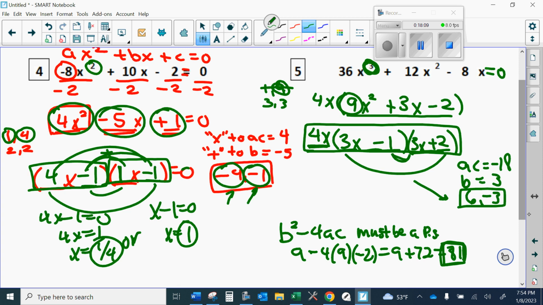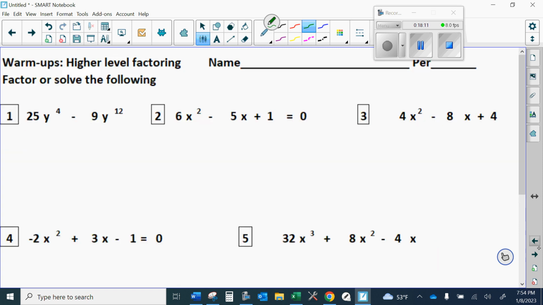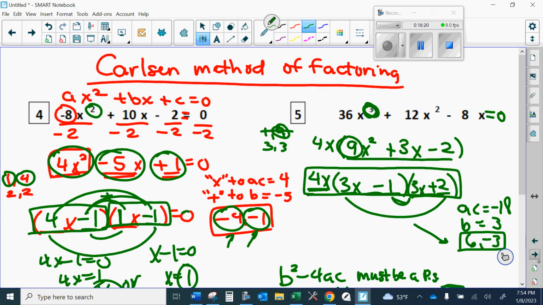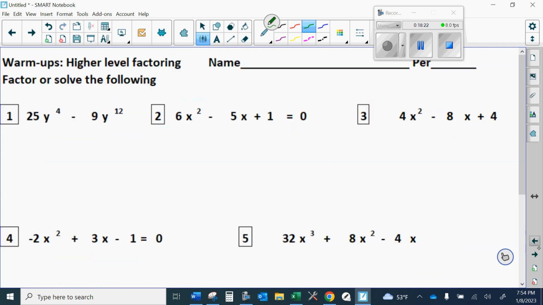All right, so now let's go ahead and do these ones right here. In fact, isn't that number 5, the one I just did? No, it's number 12. It's real close to it. All right, so here we have a binomial. So I'm looking for a difference of perfect squares. Is that a perfect square? Yes. Is that a perfect square? Yes. So take the square root of each.